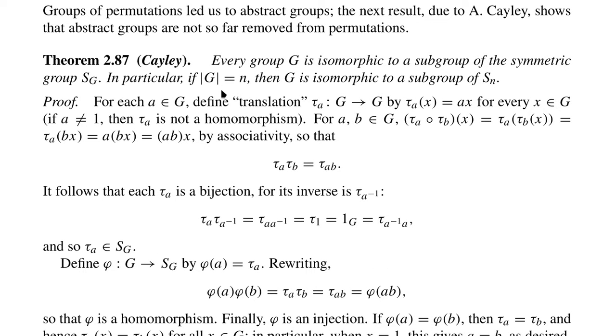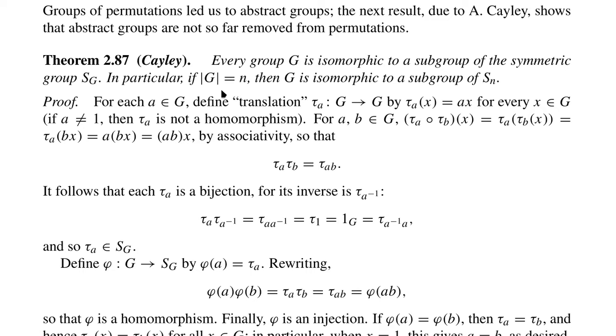He takes an element A from the group and defines this translation as a map. So this is tau of A going from G to G. What it does is take an element X and give you AX. So that's the translation map, and here X is again an element of G. This is not necessarily a homomorphism; it's only a homomorphism when A is equal to 1.